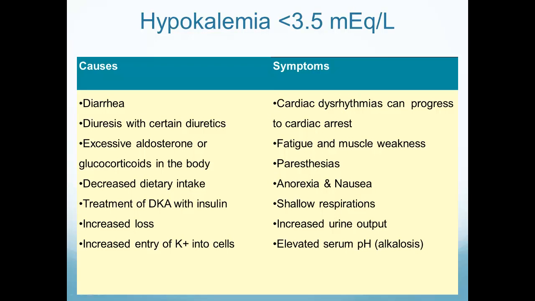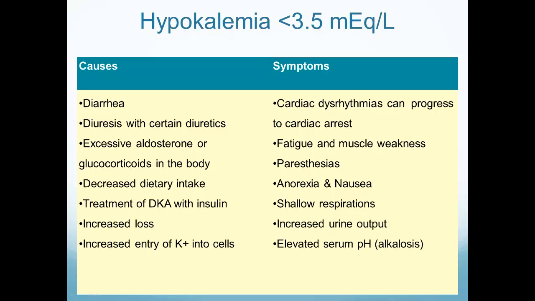Now, a low potassium level is considered to be a level that's less than 3.5 milliequivalents per liter. You can see some of the causes and some of the symptoms listed here, lots of different causes of hypokalemia. We lose a lot of our electrolytes through the upper GI tract, so the patient vomiting, etc. We can also lose some through diarrhea. Potassium is one of those electrolytes that we're likely to lose through the urinary tract. So patients who are taking diuretics have a real affinity for losing their potassium.